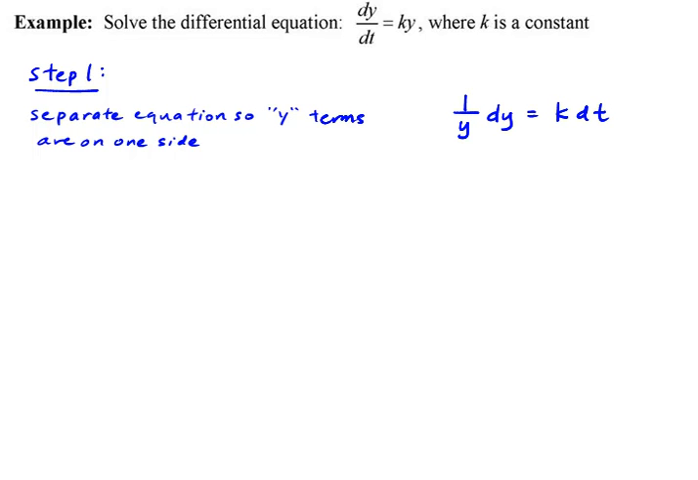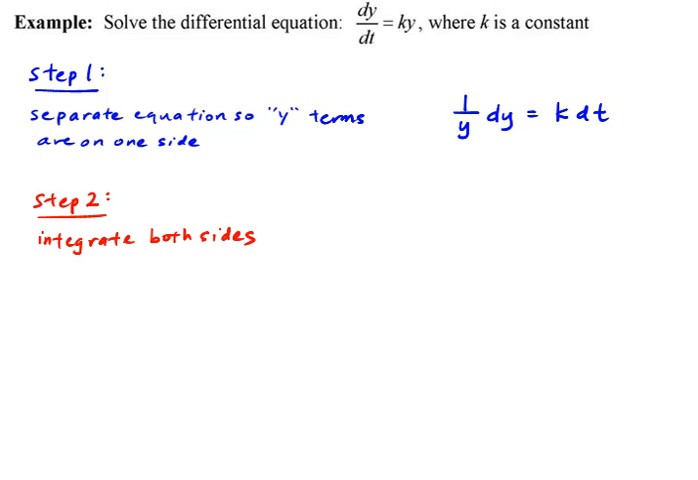If we divide both sides by y and multiply through by dt, we end up with 1 over y dy equals the constant k times dt. So all of the y terms are by themselves on the left side, and anything involving t is on the right side.